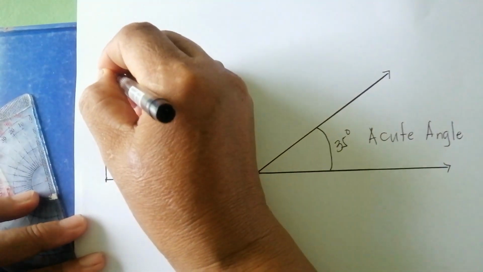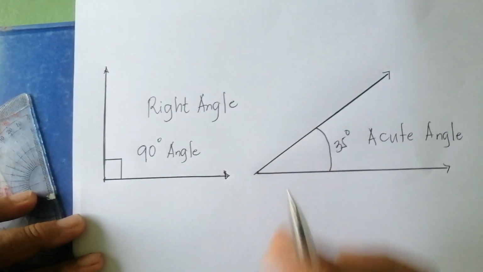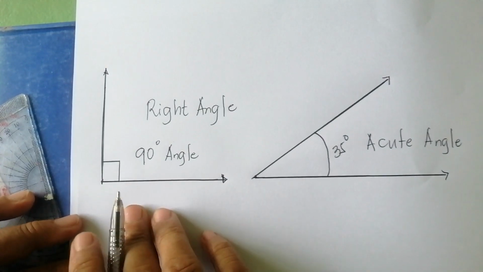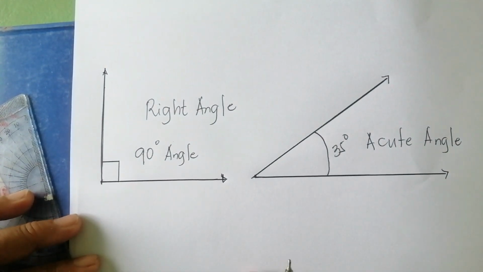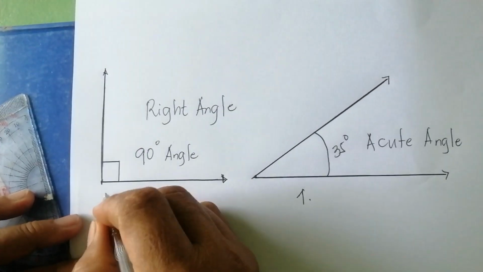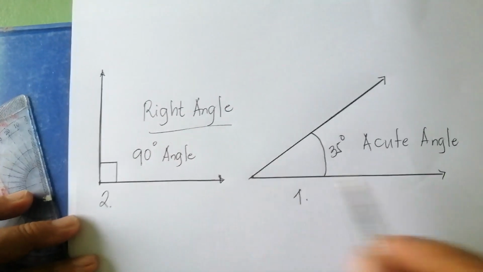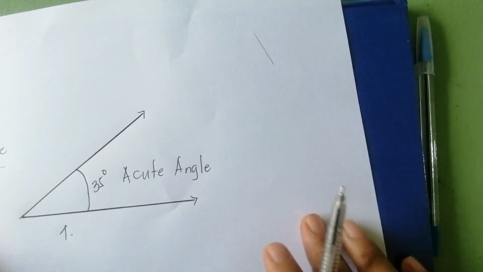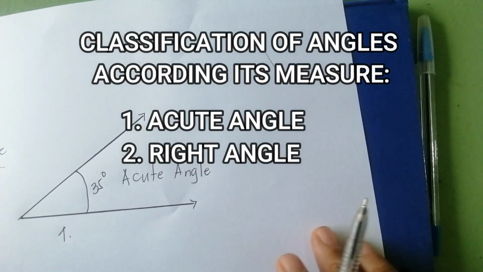Right angle. Okay, so this is the second classification of angles according to its measure. Number 1 is acute. Number 2 is right angle. And the last one is the obtuse angle.